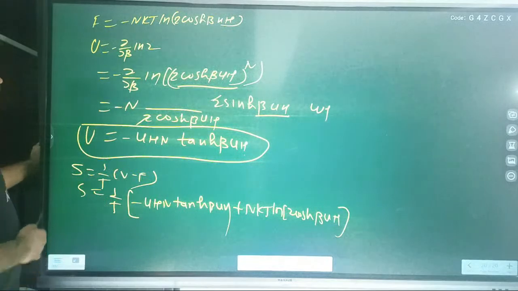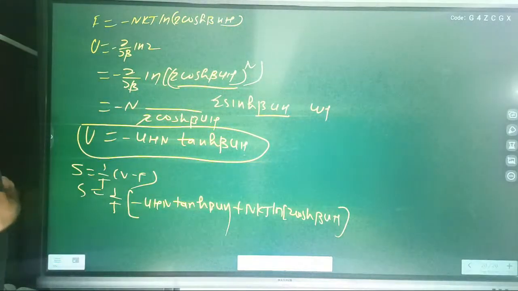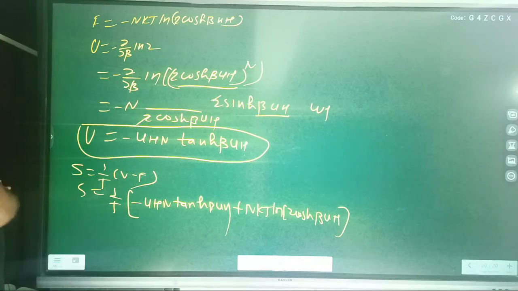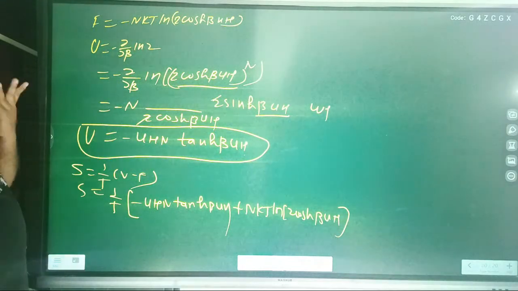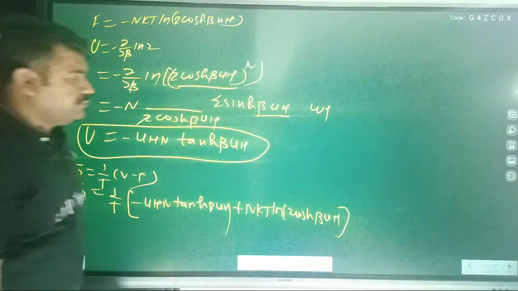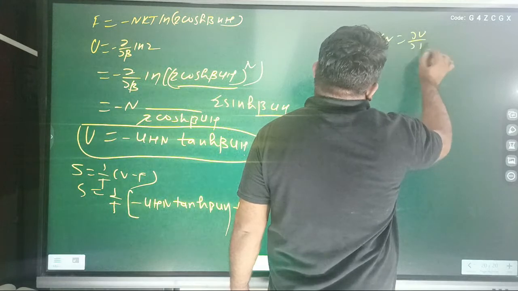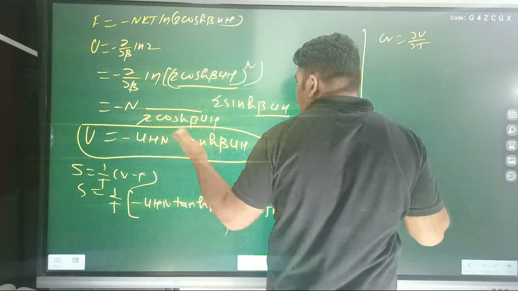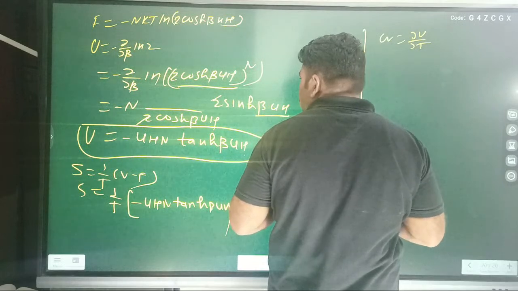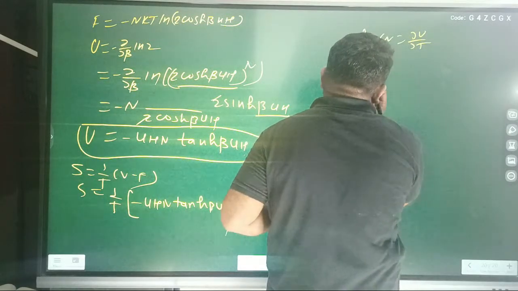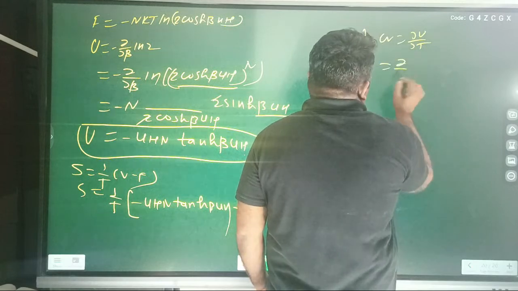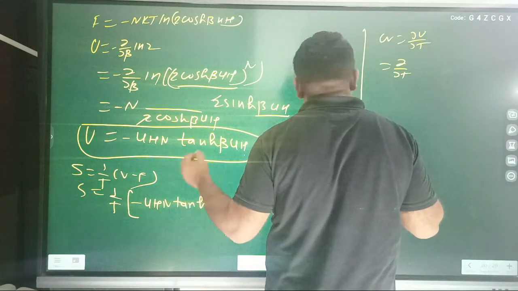Okay, next, what is the final quantity now? C_V. C_V is equal to ∂U/∂T. Here you can change variables or not, as you wish, because it is not too complicated. So ∂/∂T of U. What is the value of U?